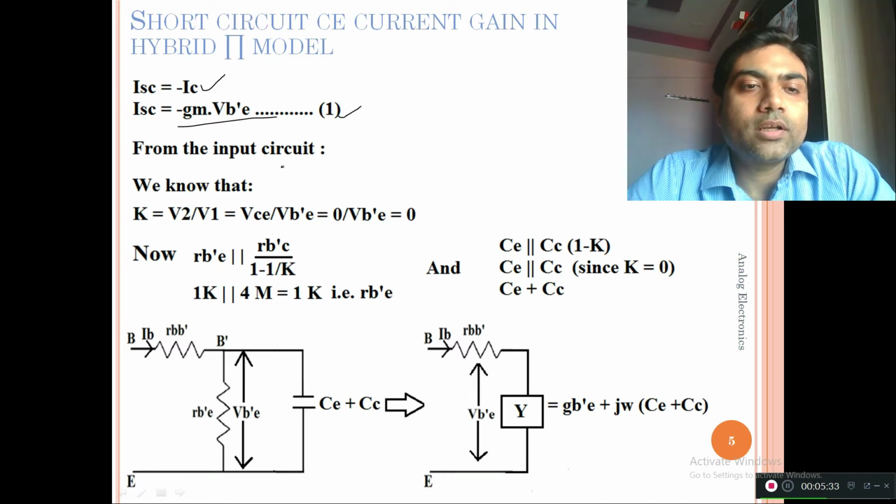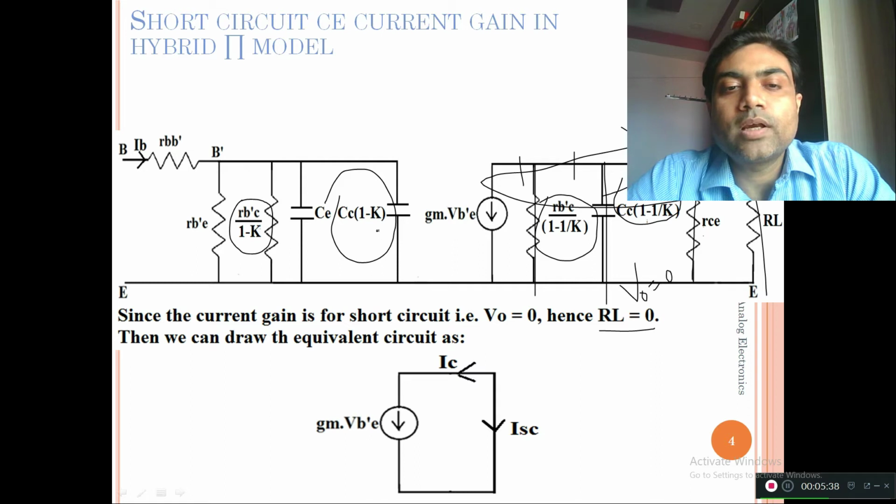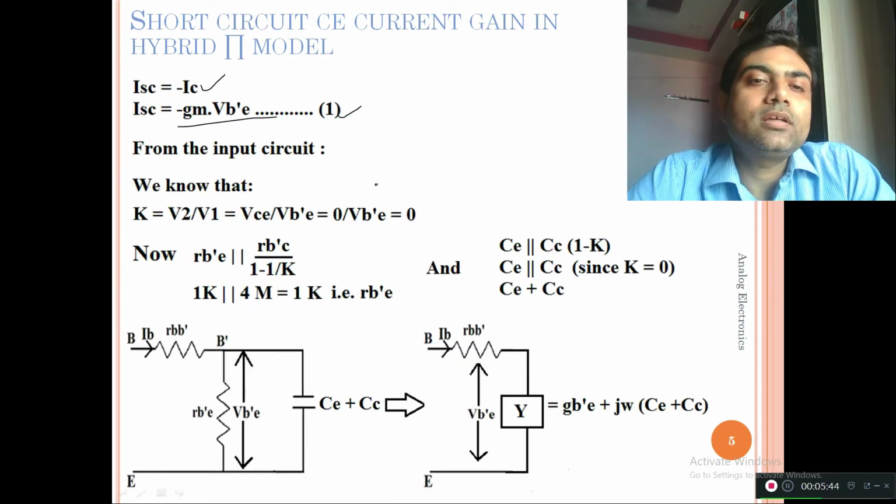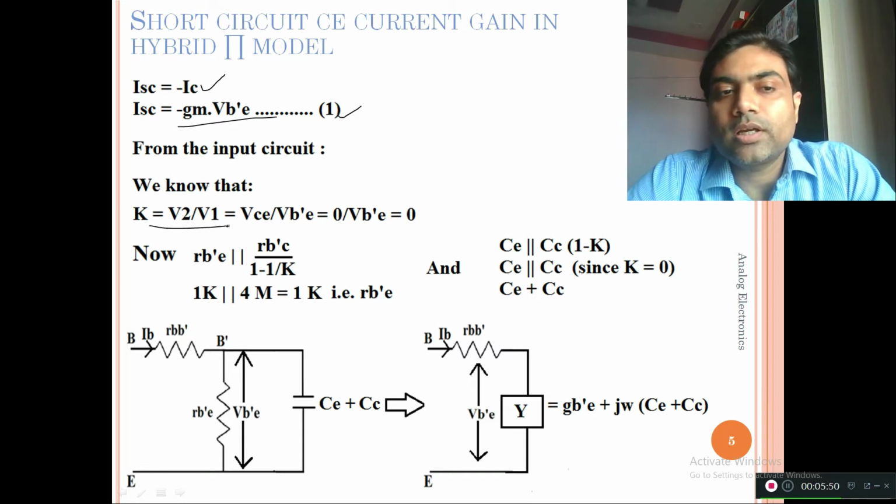From the input circuit, we know that here we have applied the Miller theorem, so we have to know the value of K. Without knowing the value of K, we cannot go and analyze the circuit. So what is K? K is nothing but V2 upon V1. V2 is output voltage and V1 is input voltage.